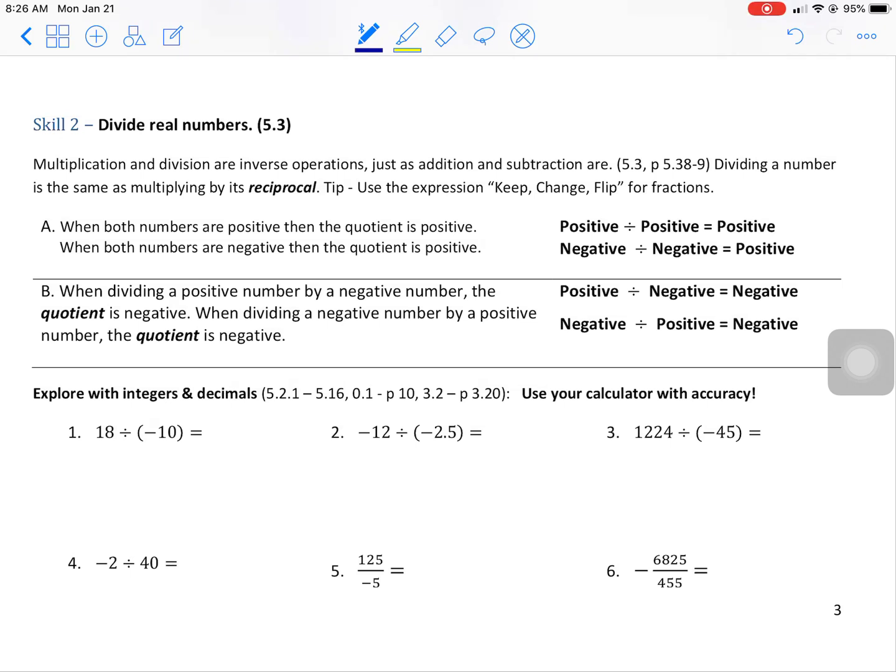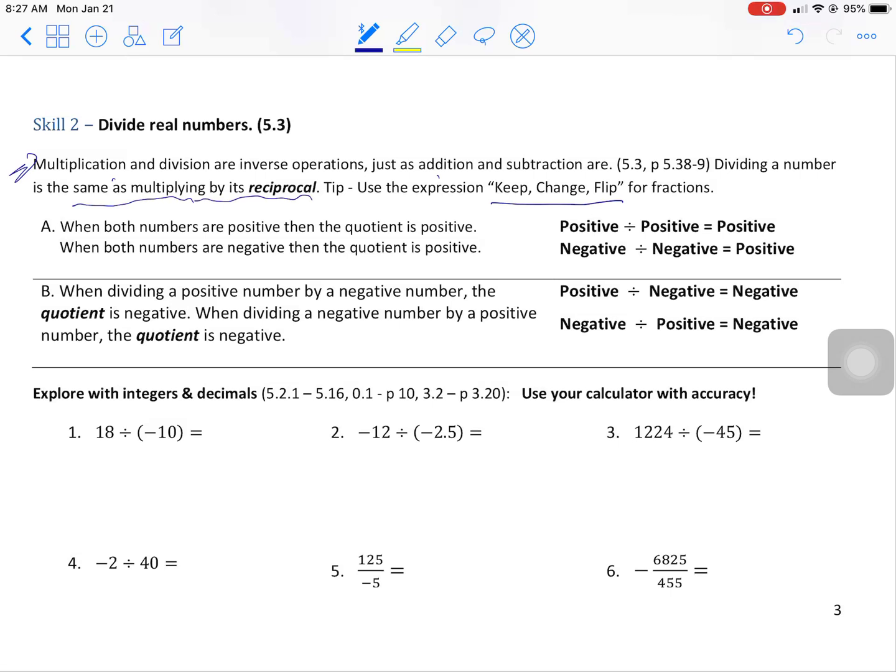All right, so we are at the bottom of page 3 on Unit 0, Lesson 4. We're going to divide real numbers. Multiplication and division are inverse operations just as addition and subtraction are. Dividing a number is the same as multiplying by its reciprocal. Use the expression keep, change, flip for fractions.